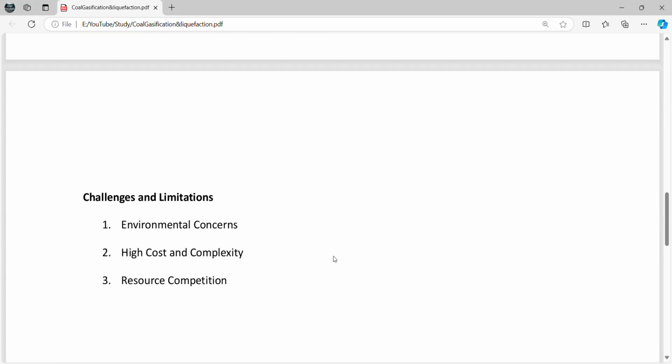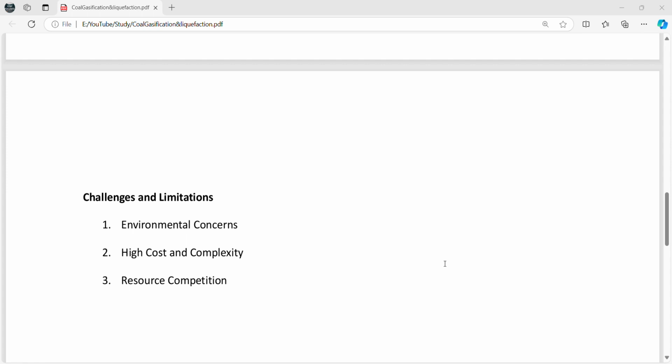Coming to the disadvantages of coal liquefaction, there is an environmental concern. CO2 emissions are more readily and cheaply captured from the CTL plant than from the conventional coal-fired power station. But in liquefaction, the liquefied coal emits twice as much CO2 as burning oil, and it also emits large volumes of SO2. So this is the environmental concern.